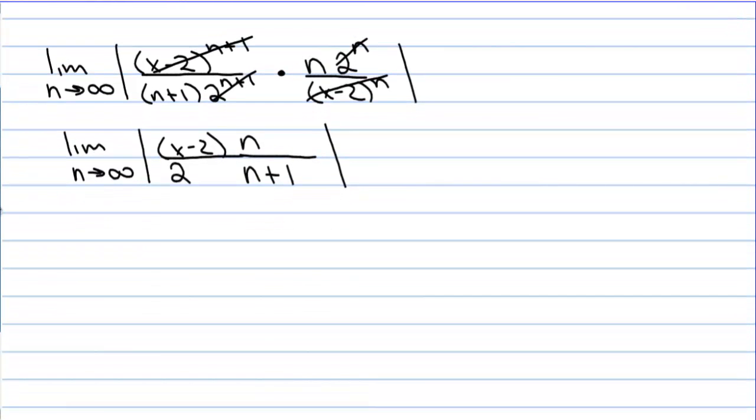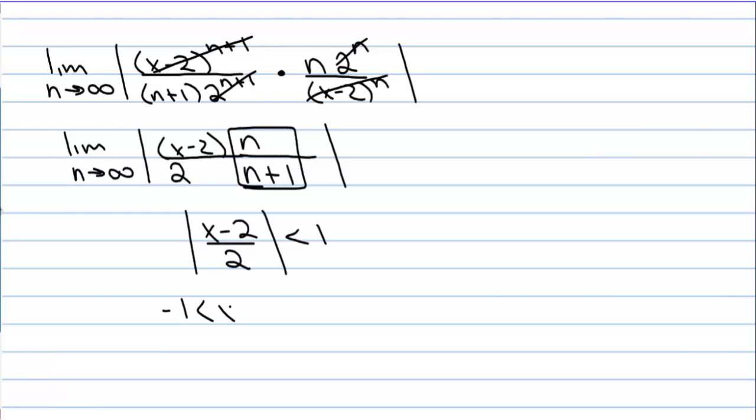Well, now if I take the limit as n approaches infinity, I'm really doing the limit on that piece right there. That's a rational function. And the value of that is 1. So now we're just looking at absolute value of (x minus 2) over 2 is less than 1. Now we're not deciding whether it converges or not converges. We're finding out what values of x make this thing converge. So we can write this: -1 is less than (x minus 2) over 2 is less than 1.